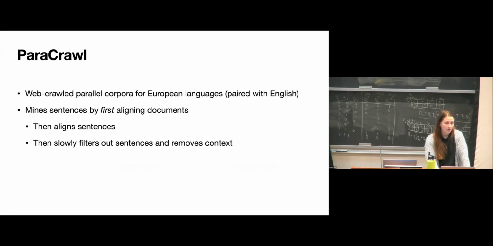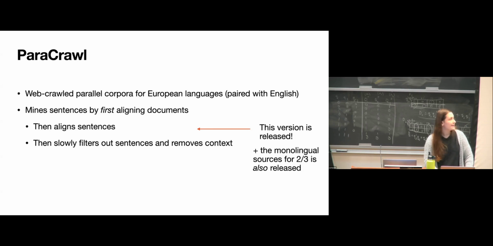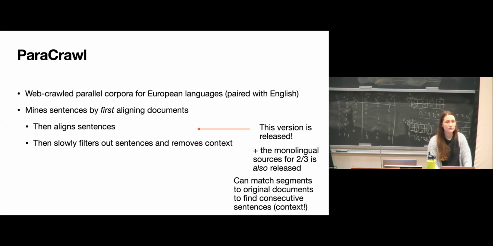So for this, we turn to ParaCrawl as a data set to reconstruct this information. ParaCrawl is a web crawled corpus for European languages, mostly paired with English. And the reason it's desirable is because it mines sentences by first aligning documents. So it's going to maintain that document structure. After that, it aligns sentences. And then it slowly filters out through more aggressive techniques and eventually removes context altogether. However, the version where they just align sentences and discard no information is publicly released. And about 2/3 of the monolingual sources are also publicly released, which means that we can match these segments to the original documents to get that context that we desire.